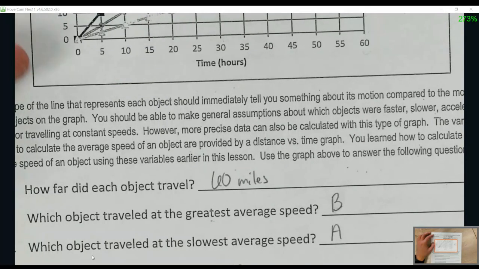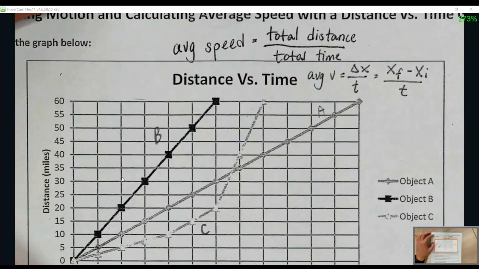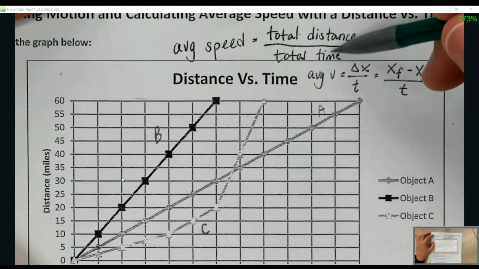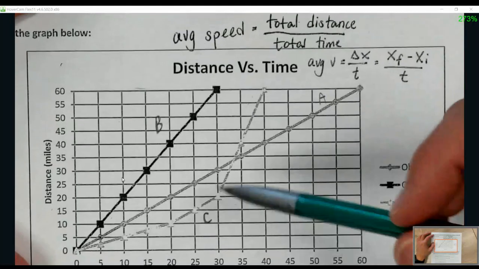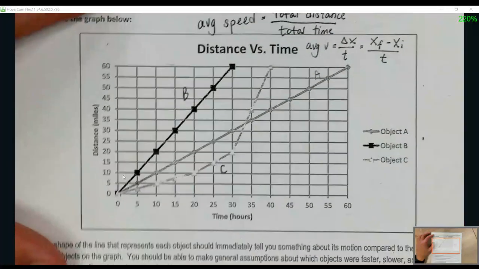So when we're looking back at this, now they want to know the actual average speed of each of these. So what is the equation for average speed? It's the total distance divided by the total time. Well, we already said in number 1 that they all go 60 miles, but they all don't do it in the same amount of time.